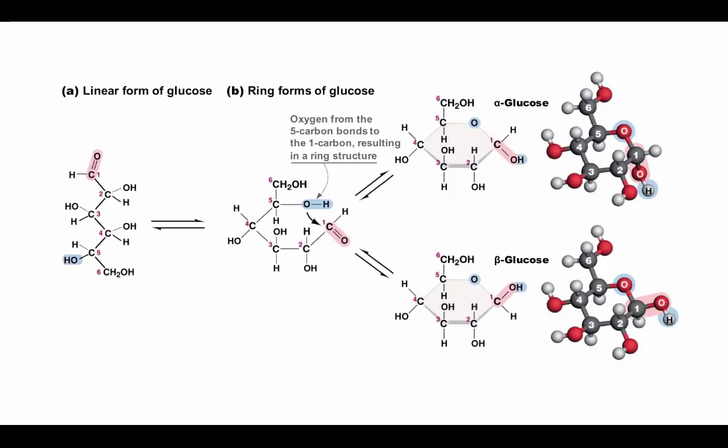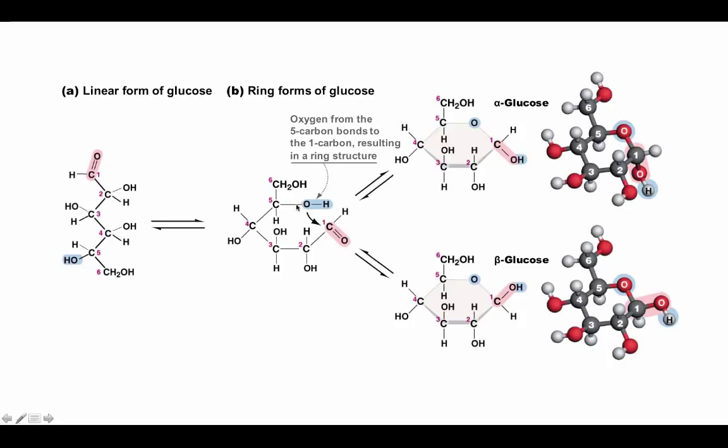So let's take a look at how these ring shapes form from the linear form. Here we have just the chain of carbons with their different functional groups attached. We can number these carbons so that we can keep track of them. So 1, 2, 3, 4, 5, and then 6. And when the ring forms, the number 1 carbon comes in close proximity to the number 5 carbon. So we can see it sort of bent around like this.